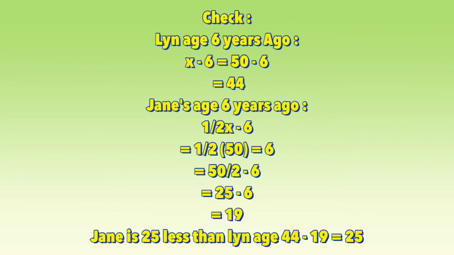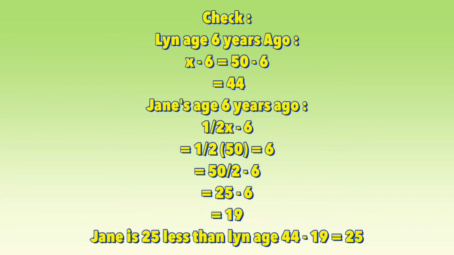Lane's age 6 years ago is x minus 6, so since our x is 50, 50 minus 6 equals 44. Jane's age 6 years ago is 1/2 x minus 6. Since x equals 50, 50 divided by 2 equals 25, minus 6. Then 25 minus 6 equals 19.